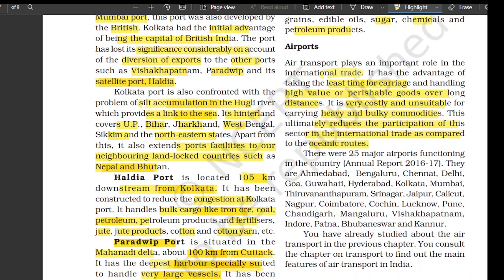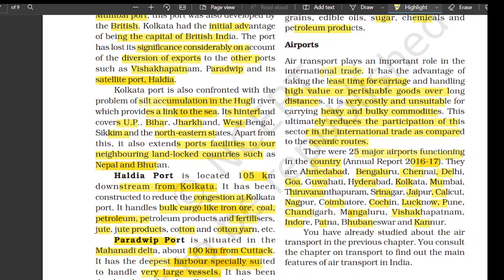There were 25 major airports functioning in the country, according to the Annual Report 2016-17. They are Ahmedabad, Bengaluru, Chennai, Delhi, Goa, Guwahati, Hyderabad, Kolkata, Mumbai, Thiruvananthapuram, Srinagar, Jaipur, Calicut, Nagpur, Coimbatore, Cochin, Lucknow, Pune, Chandigarh, Mangaluru, Vishakhapatnam, Indore, Patna, Bhubaneswar, and Kannur.